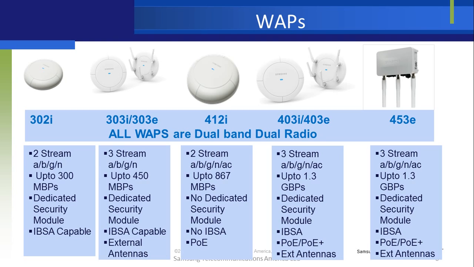So the 302i, to begin with, is a two-stream ABGN access point that can scale up to 300 megabits per second. Again, that's something which depends on the client. If it's a two-stream client and it's capable of doing 300 megabits per second, we should be able to go up to that, but that's just a theoretical number. And on Wi-Fi, you have to reduce that by half simply because it's a half duplex link, and also it depends on the number of contenders of the medium.